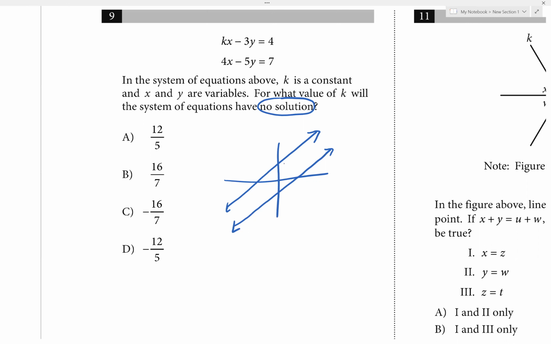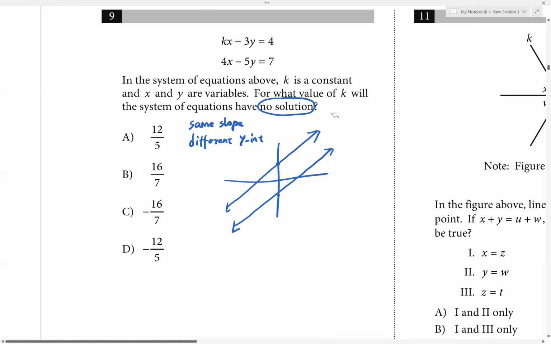And for parallel lines, we know they always have the same slope, and they should have different y-intercepts, so that there is some space between them. If they have the same y-intercept, they will be the exact same line, so they will have infinitely many solutions. So this is what we're looking for: whenever we have no solution, we should have the same slope, different y-intercept.